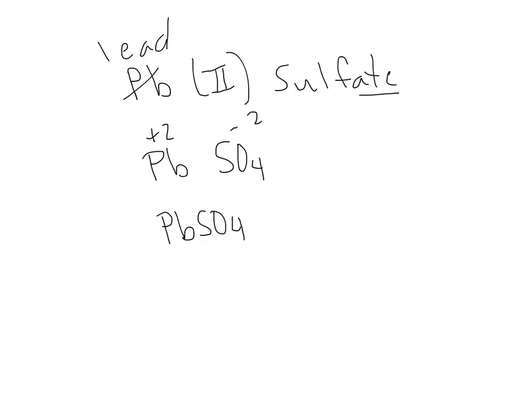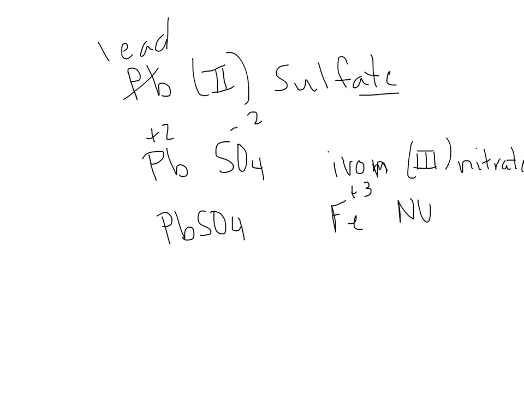What about iron 3 nitrate? Okay, iron 3 nitrate would be Fe. We know it has a charge of +3 because of the fact that it has a Roman numeral 3. Nitrate of the polyatomic ions is NO3 with a charge of -1.